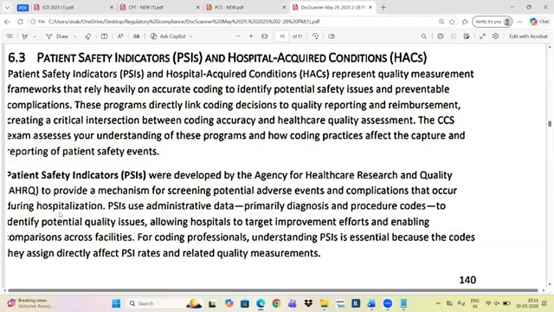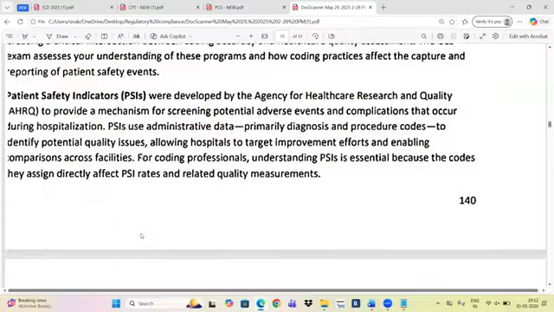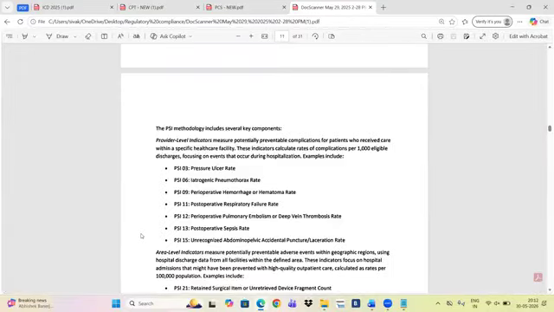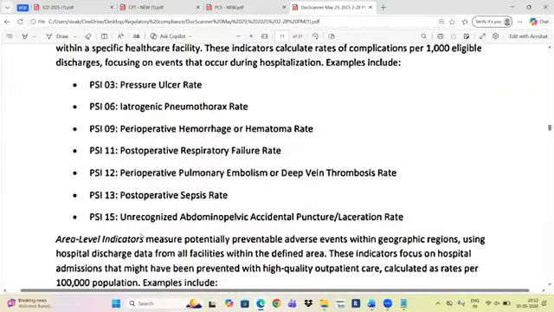Primarily diagnosis and procedure codes are used to identify potential quality issues, allowing hospitals to target improvement efforts and enabling comparisons across facilities. They will check for improvement of hospital efforts. In a particular hospital, if they are getting mostly complications after the treatment, they consider that the hospital was not treating properly, and they will give guidelines for that particular hospital. They have given the list of diagnoses for PSI, guys. You will get it in domain 4.